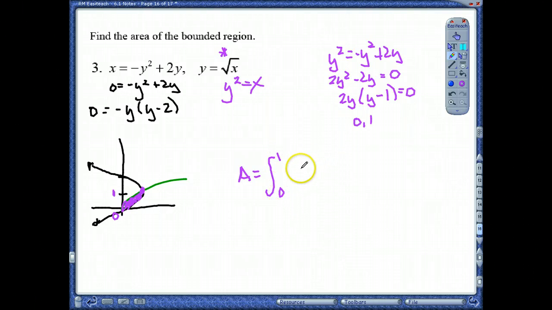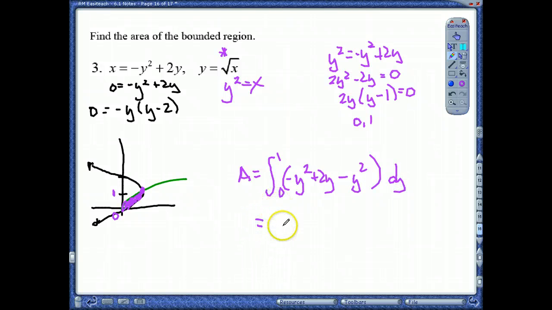So we go from 0 to 1. Now the function that's on the right is this parabola. So negative y squared plus 2y. And then we're subtracting that square root, which we had to solve for x, so that's minus y squared. If you're using your calculator, use your calculator. If you're solving it by hand, then please make sure that you do simplify that. You should end up with 1/3.